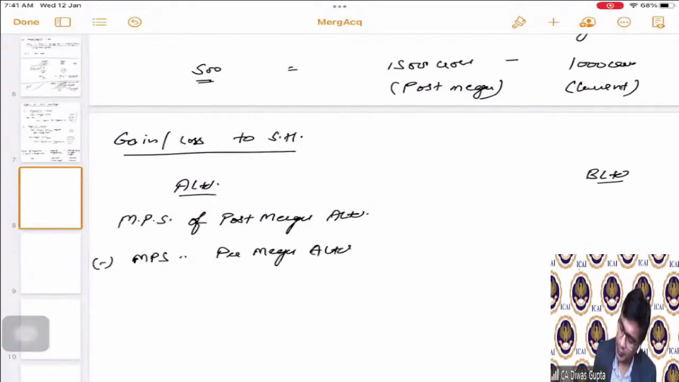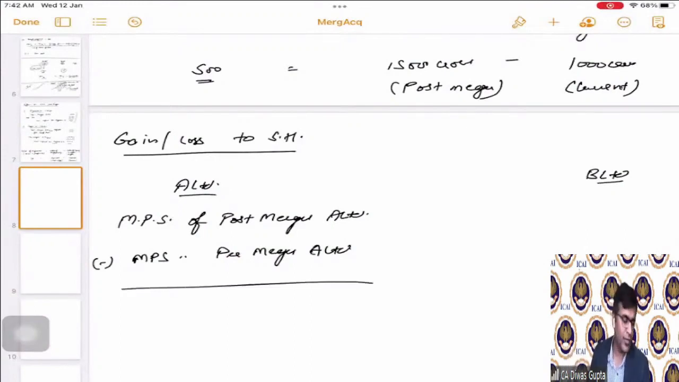Simple. See, how do we calculate whether there is a gain or loss to the shareholders? Always think of it from the shareholders' perspective. They will say, okay, before merger, I had an equity share in A Limited, which had a price of 10 rupees. Now, after merger, that price has gone to 12. That means there is a 2 rupees gain that I am enjoying. Simple. So we will simply compare the market prices before merger and after merger to arrive at the gain or loss. So the result will be gain or loss. If it increases, it is a gain. If it reduces, it is a loss.